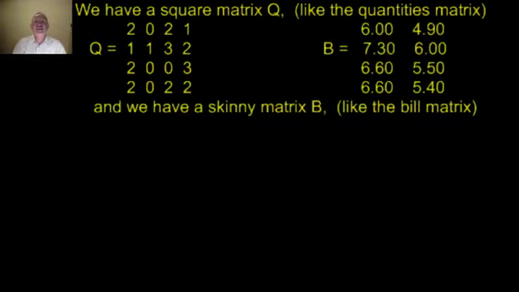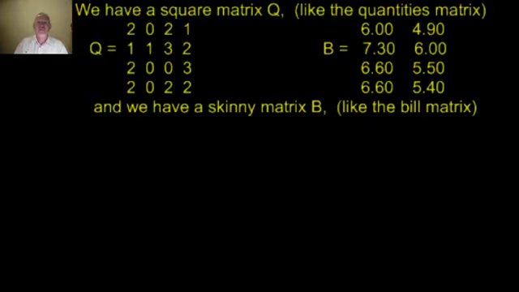Okay, and let's say we've also got a skinny matrix B, just like the bill matrix that we had. And look, I've changed the calculations in this bill because I'm not charging for sugar anymore. So this is the result that we would get if John had 2 cups of tea, no coffee, 2 milks and 1 biscuit. Then I'd charge him $6 for a regular, and if he was a club member I'd charge him $4.90.